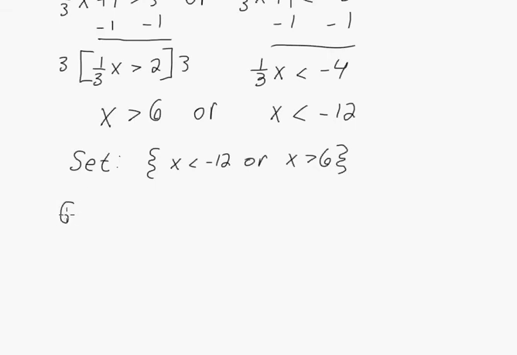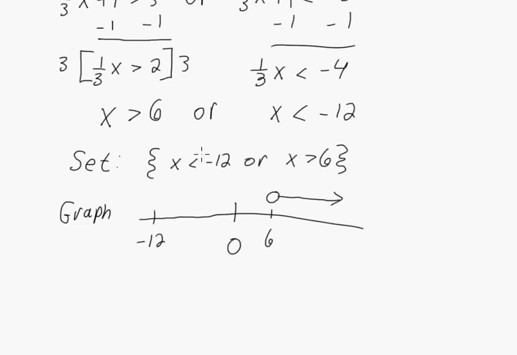And for our graph, let's see here. I'd put 0 right here, negative 12 right here. If this distance is negative 12, then half of that would be 6. So x is greater than 6. That's all the numbers to the right of 6. And since there's no bar underneath this symbol, it's not greater than or equal to, it's just greater than. It's going to be an open circle at 6 and going this way. And then less than negative 12, that's to the left of negative 12. So the same thing with the arrows going away from each other.